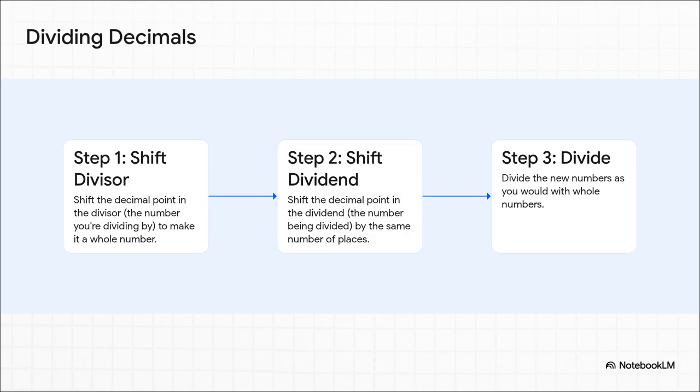And for division, the whole game is to make the number you're dividing by, the divisor, a whole number. You just shift the decimal point all the way to the right. But here's the crucial rule. However many spots you move it in the divisor, you have to move it the exact same number of spots in the dividend. Once you've done that, it's just a normal division problem.